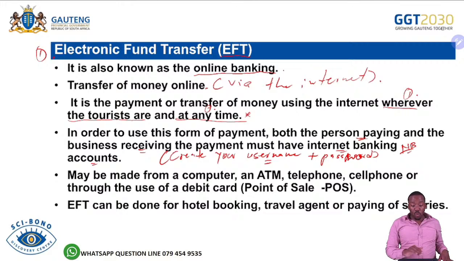Obviously, when you want to make a transfer, remember we said you can make a payment using the internet wherever the tourist is, and at any time. So in order for you to do an electronic fund transfer, both the person paying and the business receiving the payment must have internet banking accounts, right? Then when you need to make a payment, you must get a laptop. A cell phone can also be used, but you must remember your username and also your password.